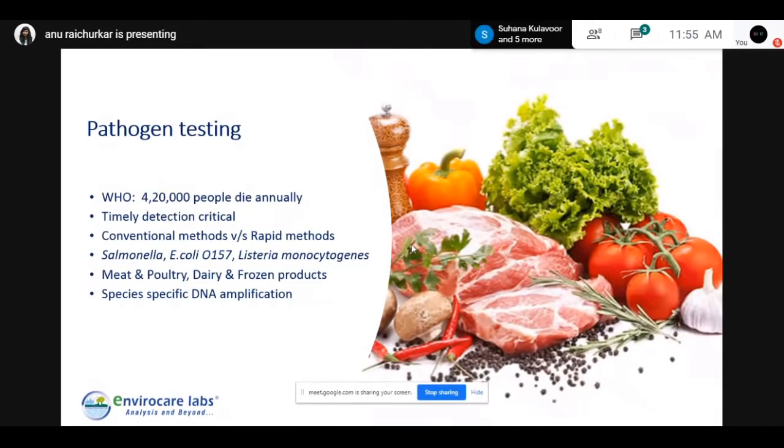We will use the kits. There are various kits available in the market, and just like GMO screening, instead of screening for a particular promoter or terminator sequence in a crop, we are going to screen for a sequence which is specific for the particular microorganism or at a species level. That is how we will amplify the DNA and we can say that this particular product is free of this particular pathogen or not. Typically, a pathogen shouldn't be present in any food product.